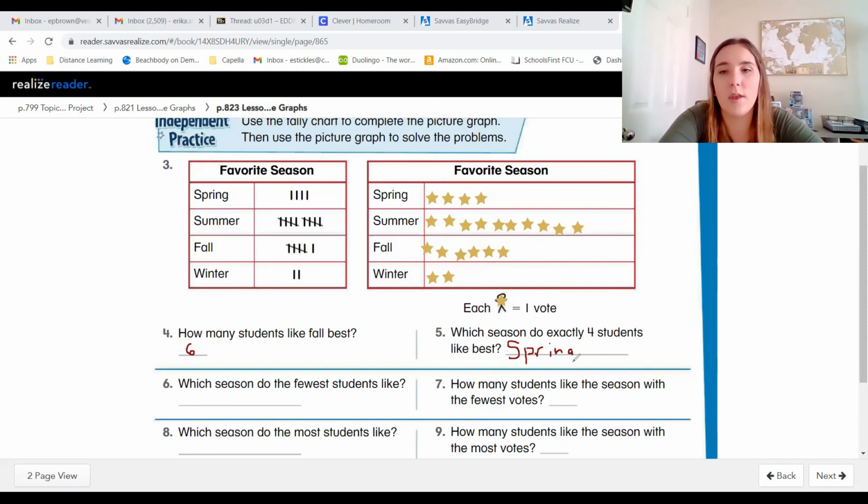Let's look at number 7. It says, how many students like the season with the fewest votes? So which season has the fewest votes? Winter. And how many chose winter? 2. So 2 students like the season with the fewest votes. What do you think the answer is to number 8? Which season do the most students like? So which season has the highest number of votes? It would be summer, right? Summer has way more votes. It has 10 votes. So summer.